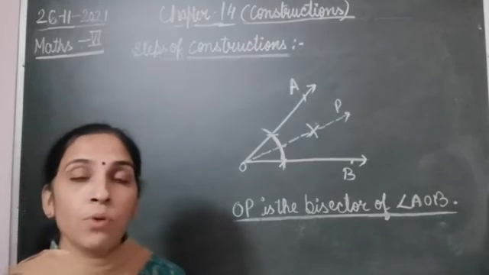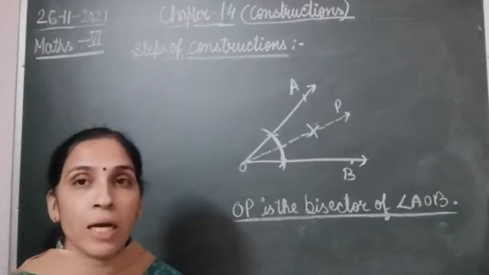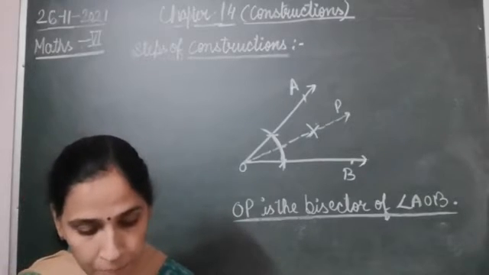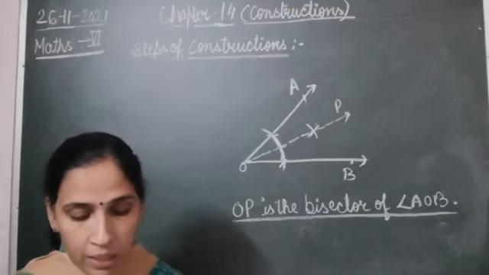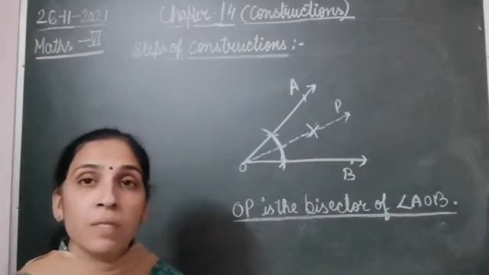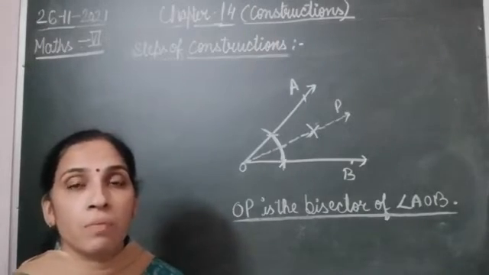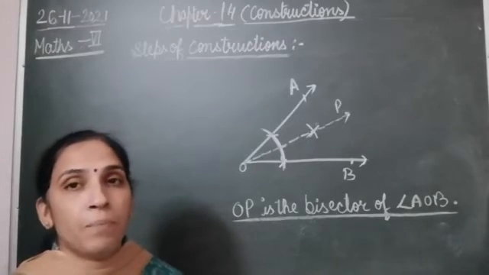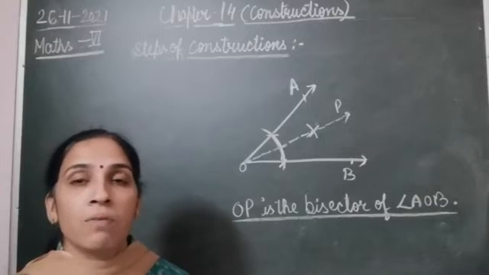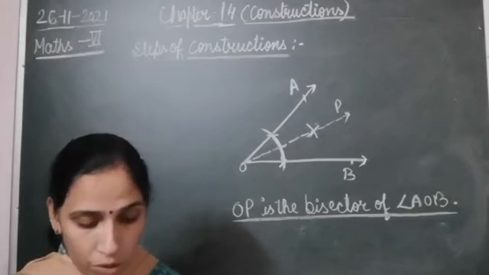Okay, now sometimes you are given: draw an angle of 50 degrees with the help of a protractor and draw a ray bisecting the angle. Sometimes you are given an angle which you need to draw using a compass only, and after that you need to draw its bisector also.